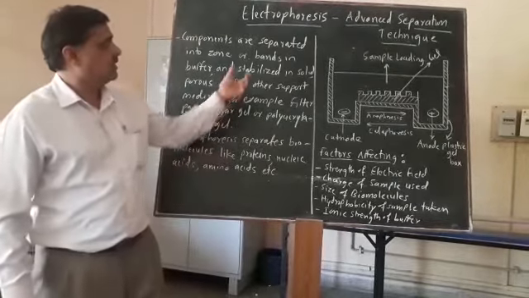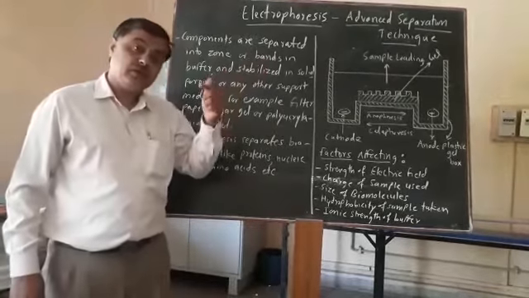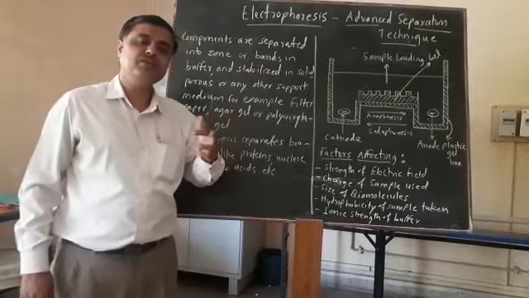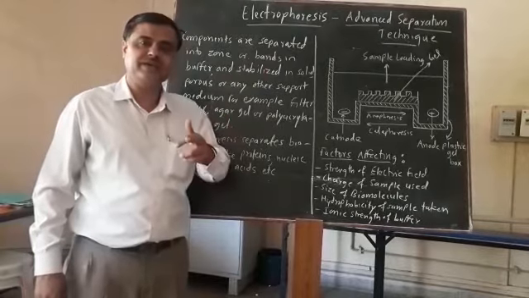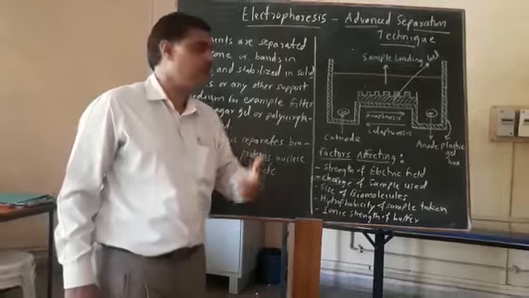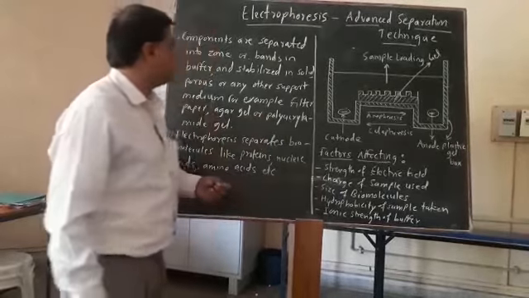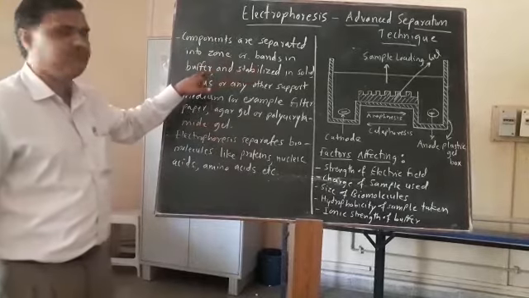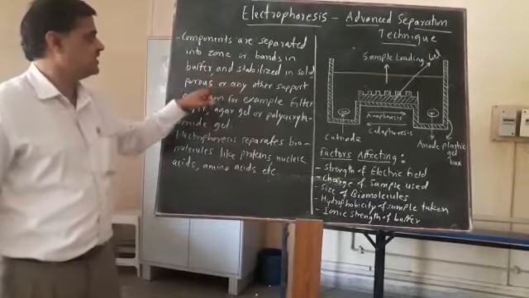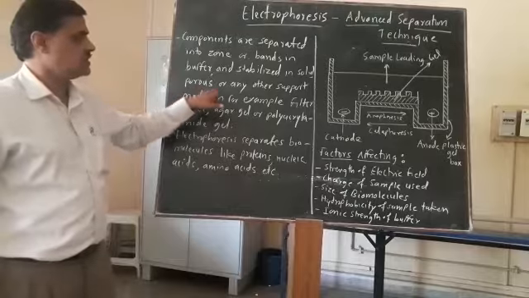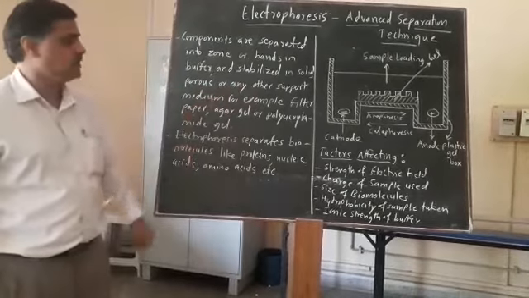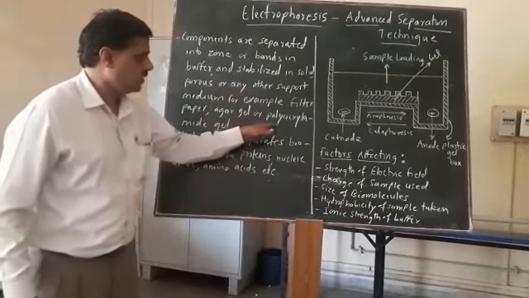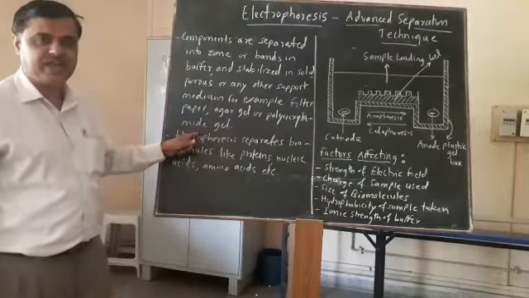Now the electrophoresis technique uses the electric field across the positive and negative electrodes, and the positively and negatively charged particles are separated accordingly. The components are separated in zones or bands in a buffer and stabilized in a solid, porous or other support medium, for example filter paper, agar gel or polyacrylamide gel.